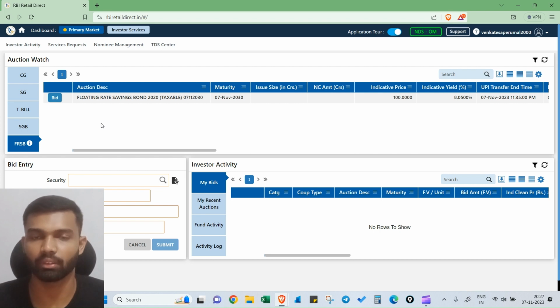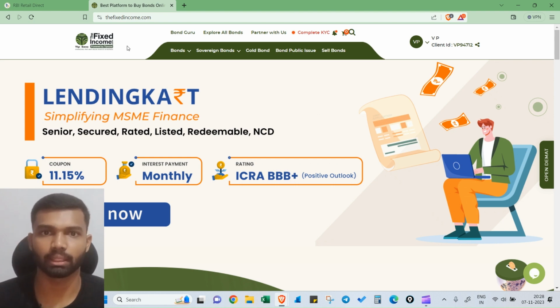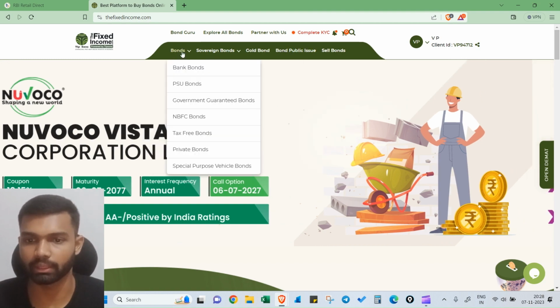Here the coupon rate is a floating rate; according to the interest rate in the economy, they will decide it. Okay, and fixedincome.com is another website, a private website, where we can go and invest in corporate bonds and public sector company bonds.